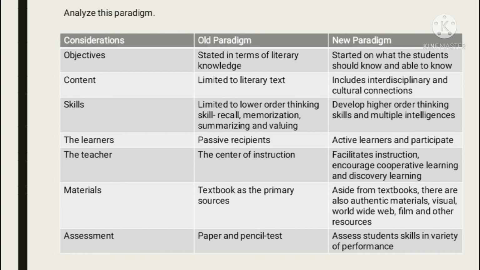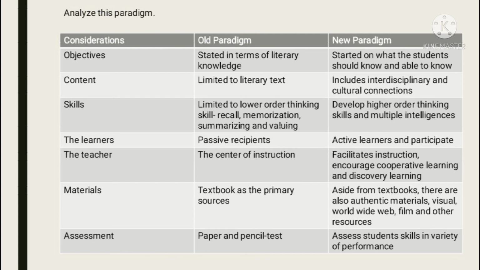Next is skills. Old: limited to lower order thinking skills, recall, memorization, summarizing, and valuing. New: develops higher order thinking skills and multiple intelligences. Next is the learners. Old: passive recipients. New: active learners and participants. The teacher. Old: the center of instruction. New: facilitates instruction, encourages cooperative learning and discovery learning.